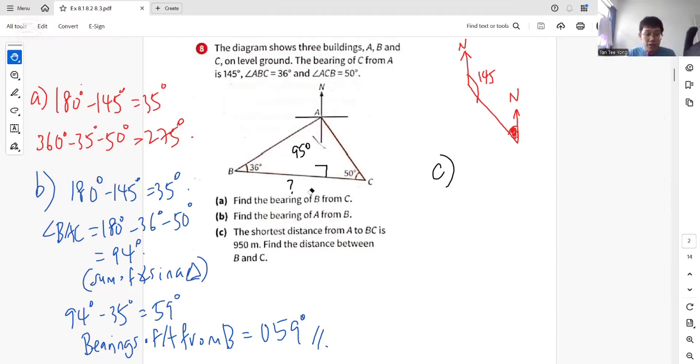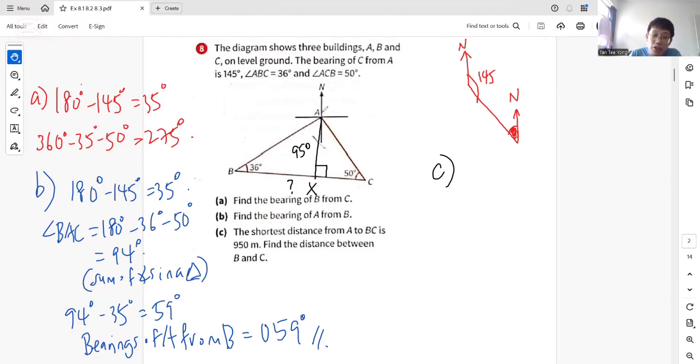We're going to label this as X. We want to find BX, and after that, we want to find XC. Then BX plus XC is BC. First thing first, SOH CAH TOA.